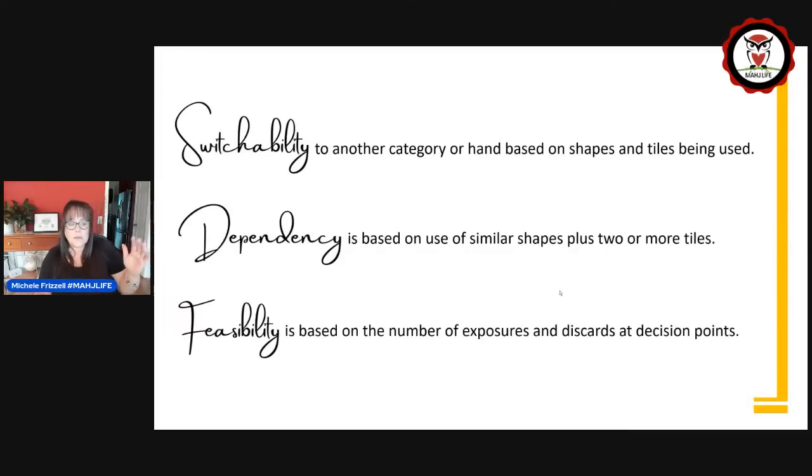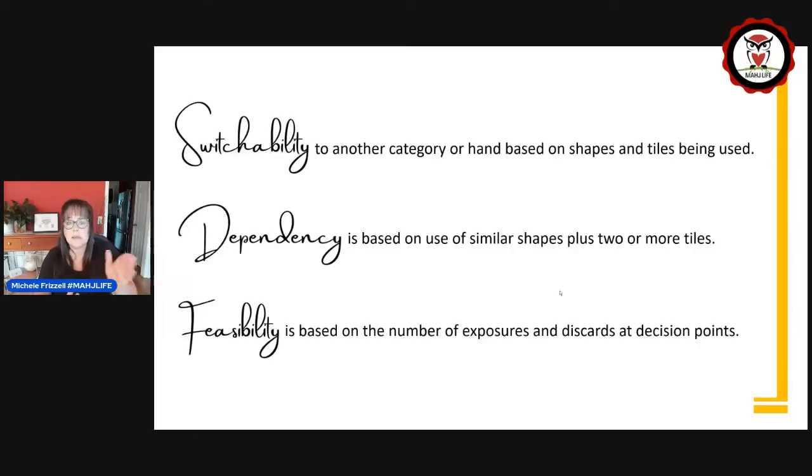So we're going to think about switchability, dependency, and feasibility while we play Mahjong tonight. Switchability is looking at shapes and tiles being used, and typically the switchability is easiest during the Charleston. The dependency is based on similar shapes plus more tiles. So basically maximizing tile usage would be the dependency with some flexibility. And then feasibility, which is going to be based on what you see on the table, exposures and discards.